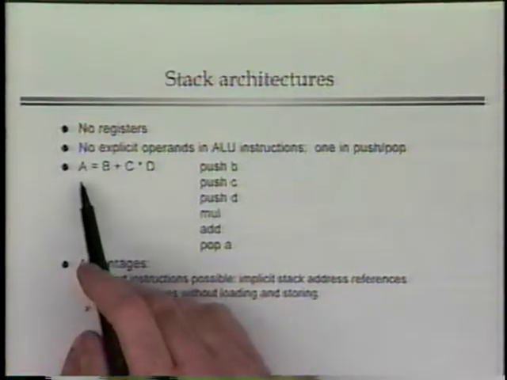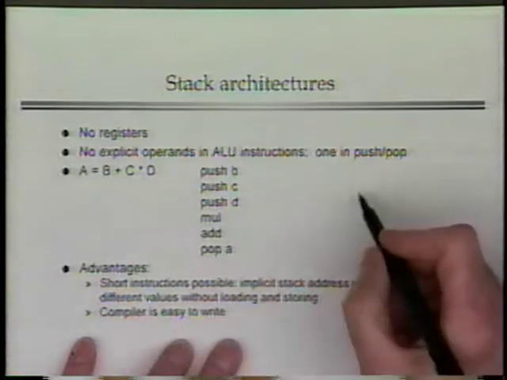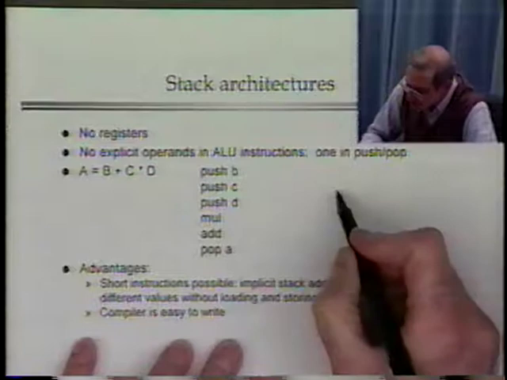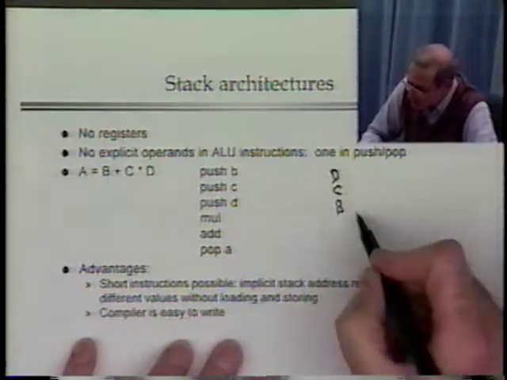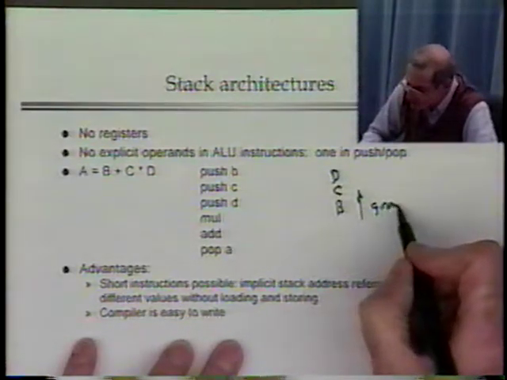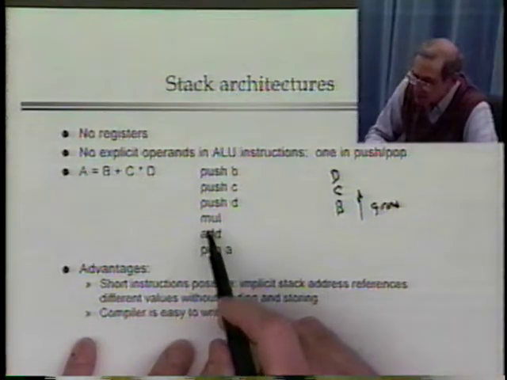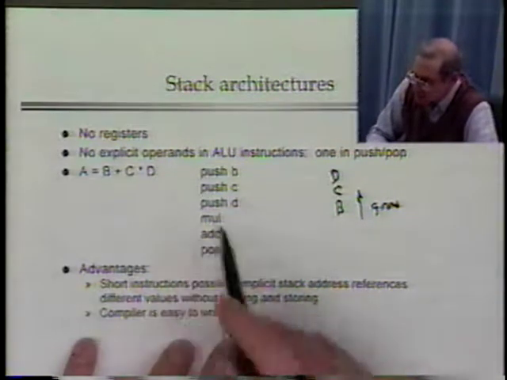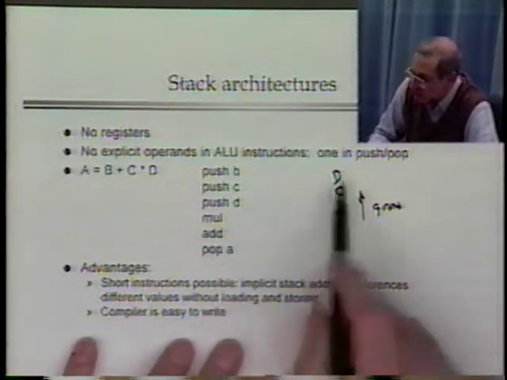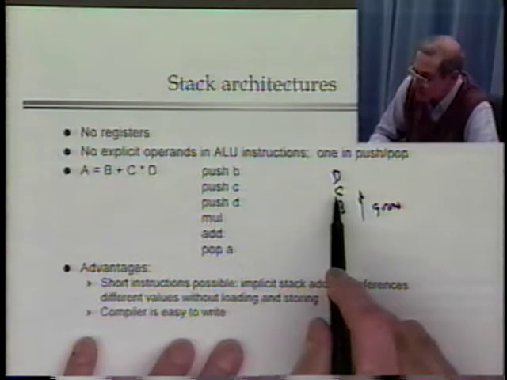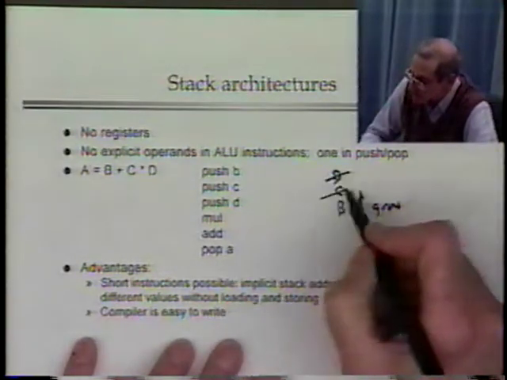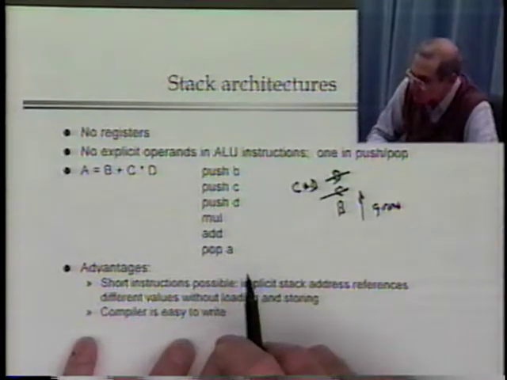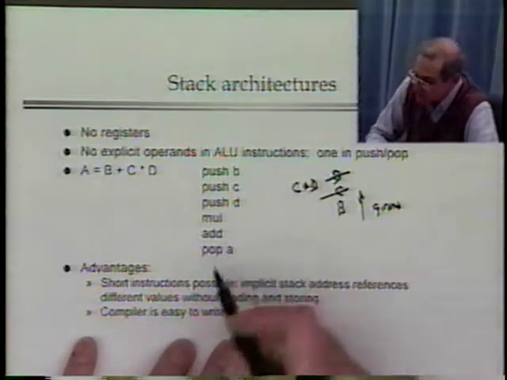In order to evaluate the expression b plus c times d, you push b onto the stack. Let me draw a stack here. Then push c onto the stack, then push d onto the stack. The stack is growing up in this particular case. Multiply. Now notice that multiply is an ALU operation but takes no explicit operands in the instruction at all. Implicitly, the operands for multiply are the two operands currently on the top of the stack. So multiply takes d and c, wipes them off the stack, and replaces them with the result of the ALU operation, c times d. Same thing for add.